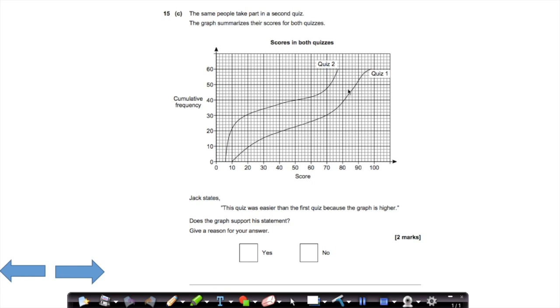The first quiz, so quiz number 1, is higher, therefore it was easier. I mean, I know what he means because these values have shifted to the right, and therefore the range is actually wider, but it starts off higher. I mean, shifted to the right in terms of height, and the y value is actually quiz 2 got higher. So it's a very vague statement.